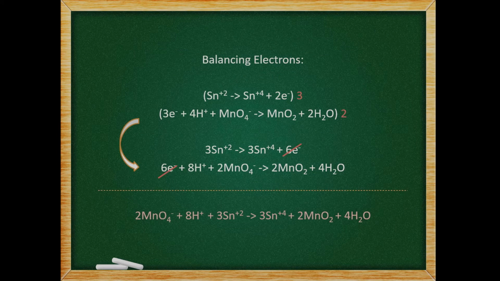Now to create the final equation, we must cancel the electrons of both reactions. As you can see, the first reaction has 2 electrons, while the second reaction has 3 electrons. So we can multiply the first by a factor of 3 and the second equation by a factor of 2, which will cancel out the electrons, giving us the final reaction.